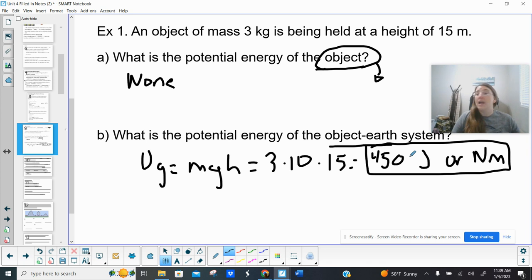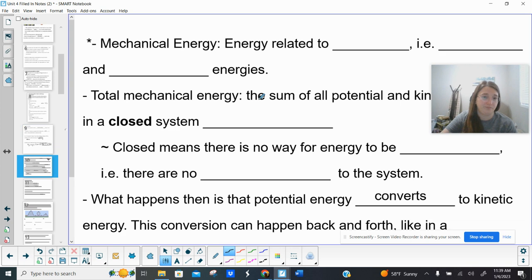Okay, so once again, it's not a trick question, unfortunately, even though it seems like it is. If a question goes blah, blah, blah, what's the potential energy of just this object? It can't have any potential energy by itself. You have to include the Earth in the system.